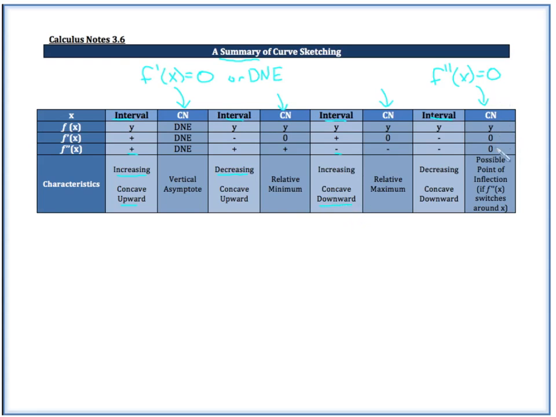Now in this case right here, we had a second derivative that was 0, and this is going to be a possible point of inflection if f double prime of x switches signs around x. So let's just say there was a point right here where the second derivative was 0. Now the interval to the left, the second derivative is negative. So what this is saying is if this interval has a positive second derivative, this would become a point of inflection. If this were negative, however, this would not be a point of inflection. Alright, so we're going to use this table and hopefully our understanding of it to sketch a couple curves here.